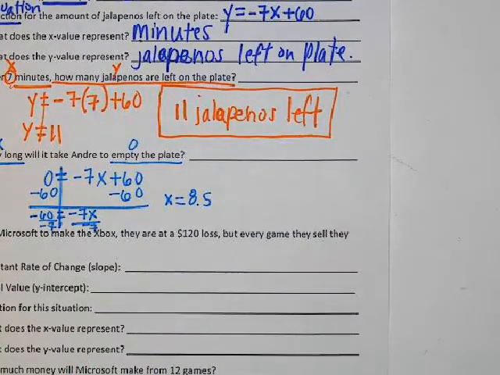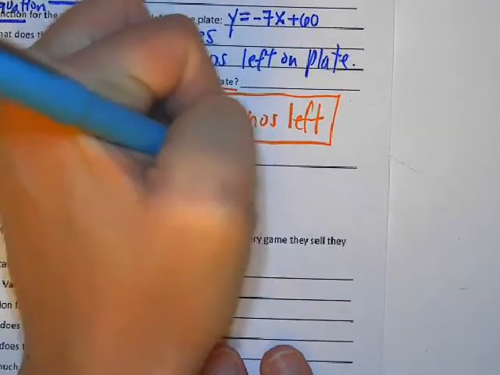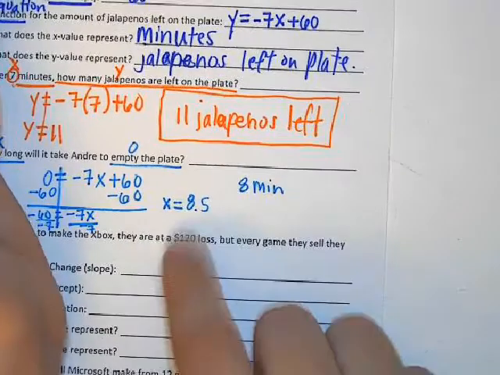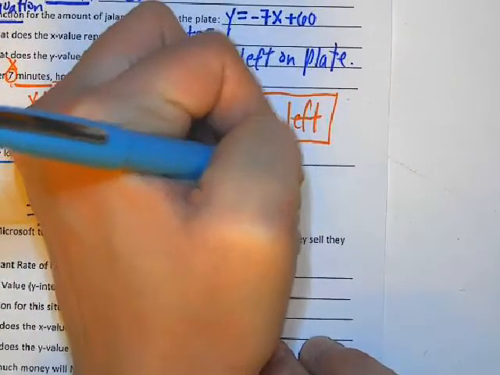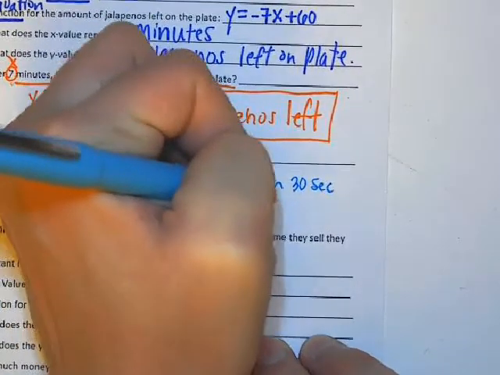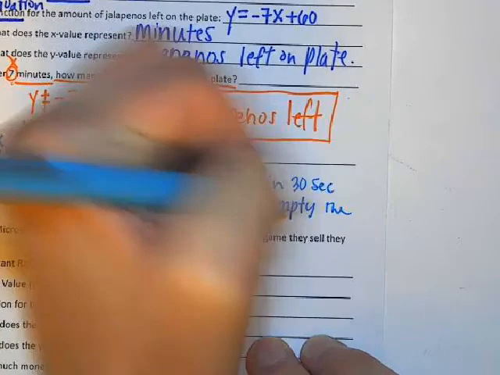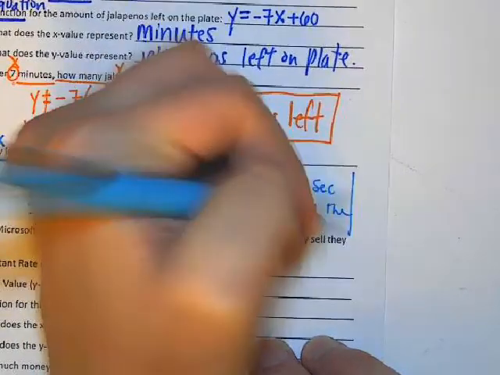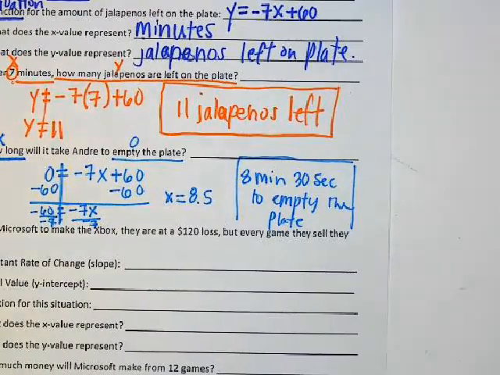Okay, so what is this representing? Minutes. How would I write this? 8.5 minutes to empty the plate. Okay, what'd you say, Ethan? 8 minutes. And what's a half a minute? 30 seconds. 8 minutes and 30 seconds to empty the plate. That's my answer. Does everybody get where I got 30 seconds from? Yep. 0.5 is half of a minute. Half of a minute is 30 seconds.